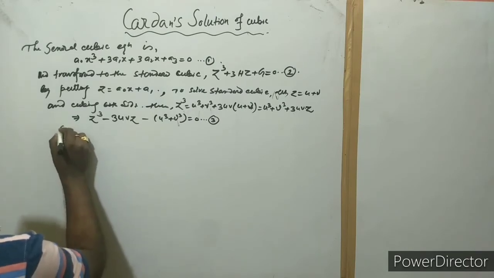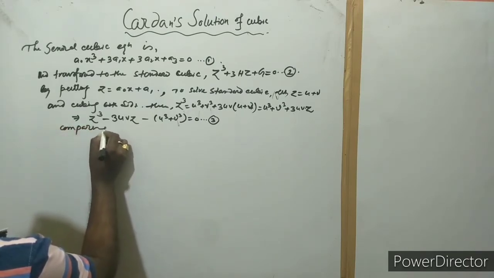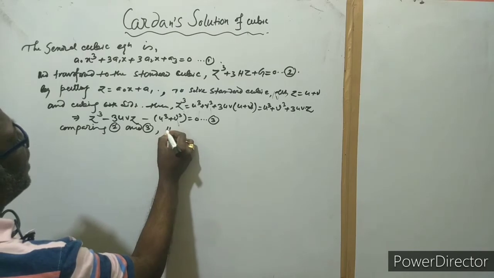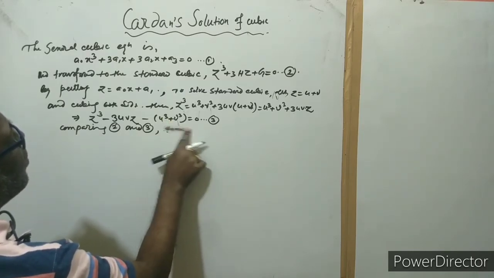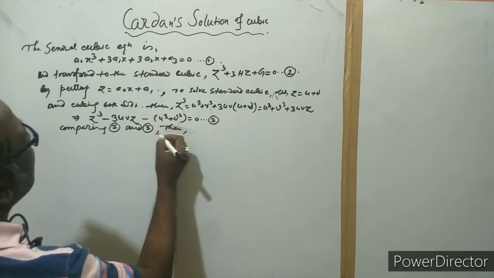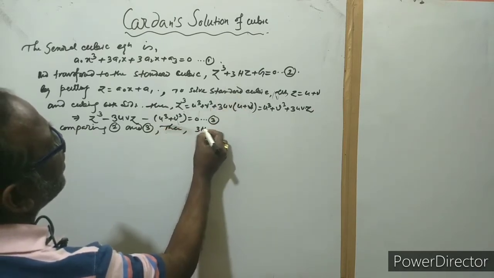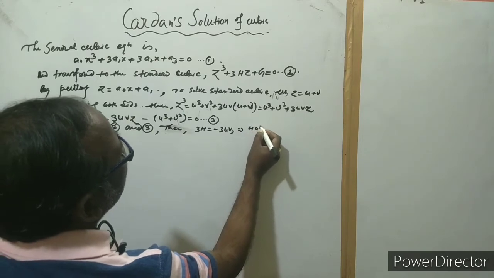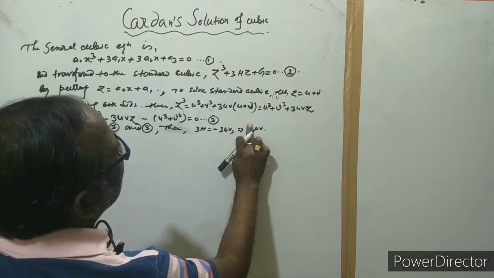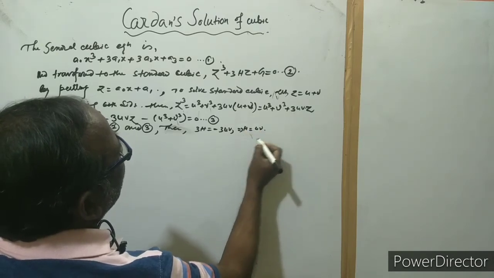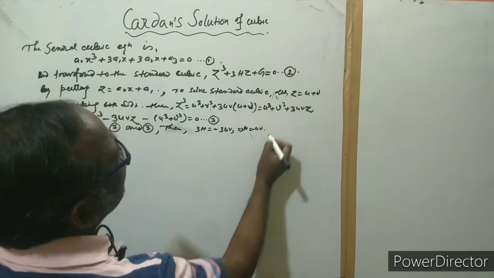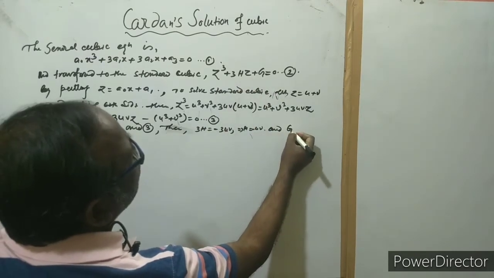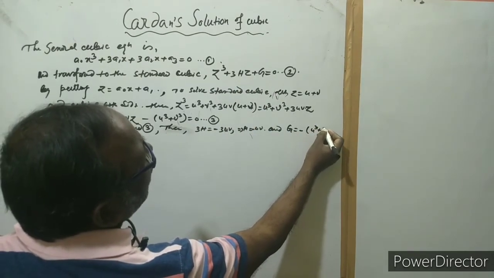Comparing 2 and 3, then 3h is equal to minus 3uv, which implies that h equals minus uv, and g is equal to minus (u cube plus v cube).